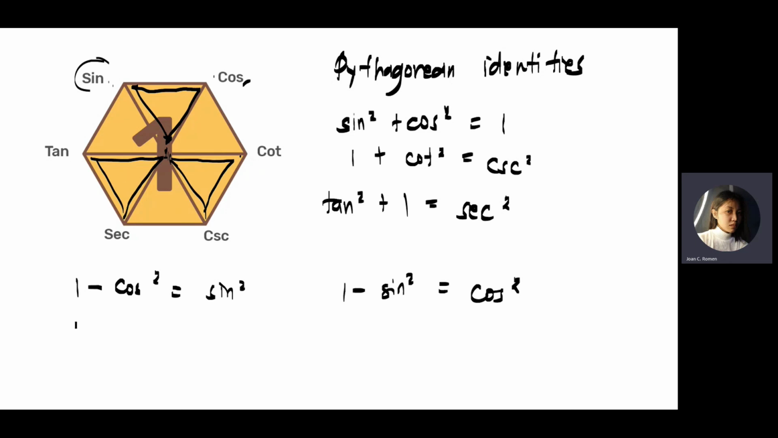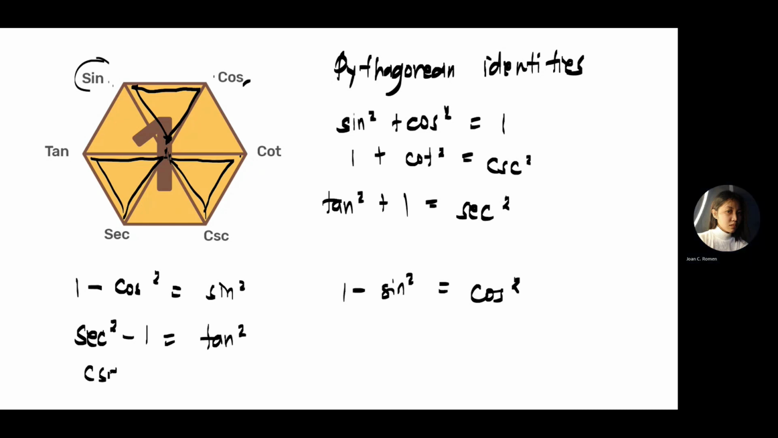So, here also with secant, I start at secant at the bottom. So, secant squared minus 1, going upward, is equal to what remains in the triangle, which is tangent squared. As well as this one, cosecant squared minus cotangent squared is equal to 1. And cosecant squared minus 1 is equal to cotangent squared. And secant squared minus tangent squared is equal to 1. And that is for the Pythagorean identities. Again, you don't need to memorize all these formulas, as long as you know how to use the Magic Hexagon.